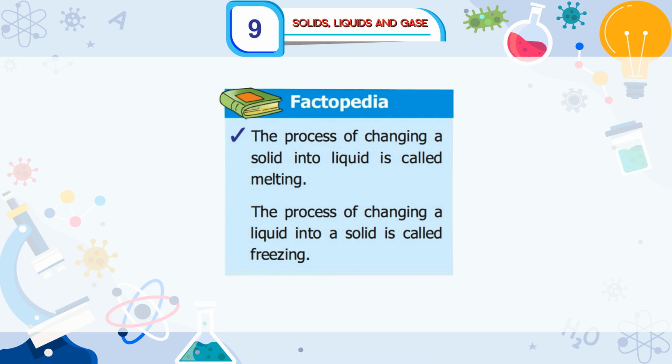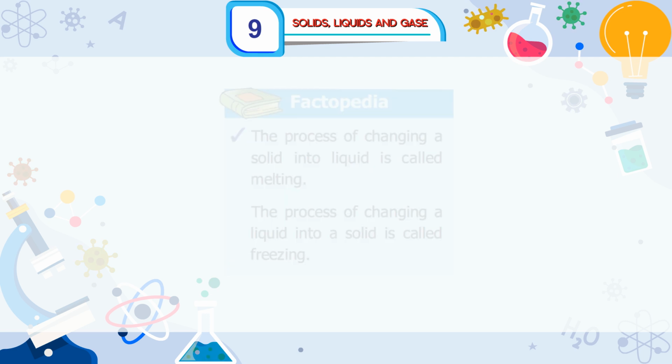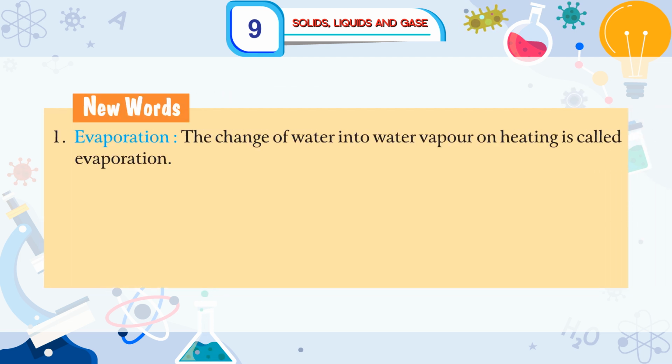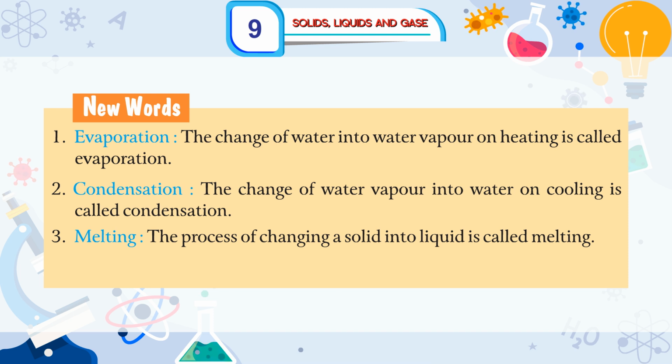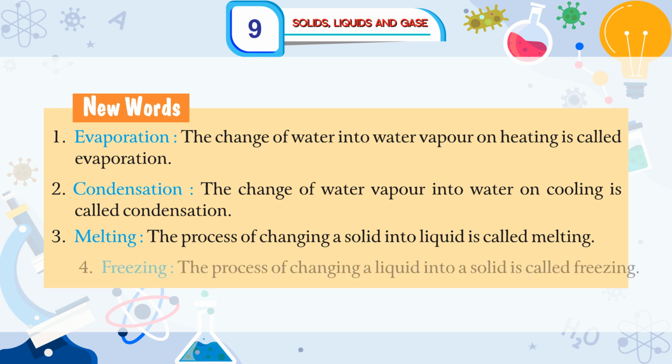Factopedia. The process of changing a solid into liquid is called melting. The process of changing a liquid into a solid is called freezing. New words. 1. Evaporation. The change of water into water vapor on heating is called evaporation. 2. Condensation. The change of water vapor into water on cooling is called condensation. 3. Melting. The process of changing a solid into liquid is called melting.